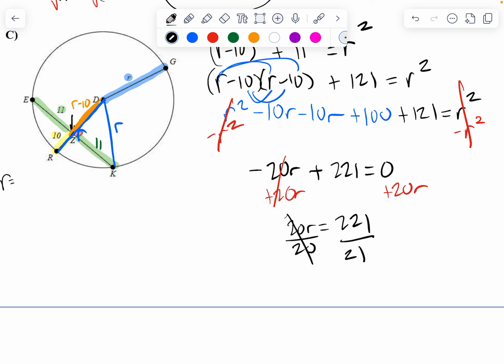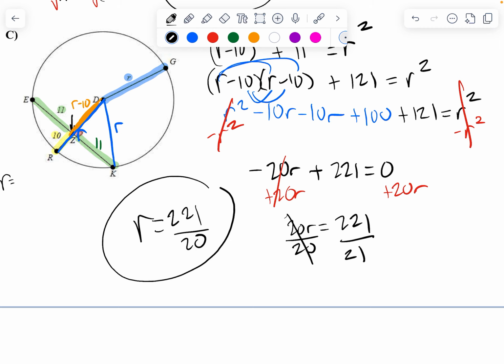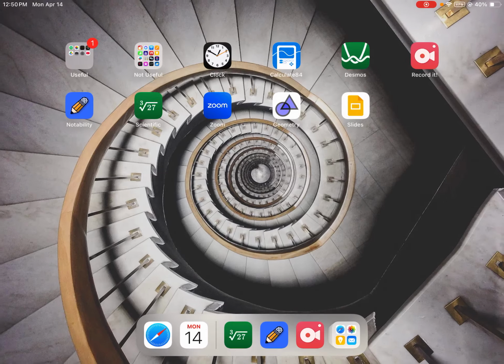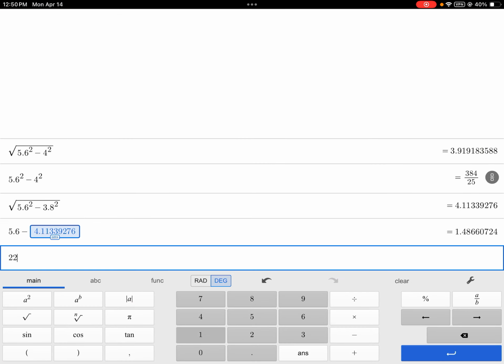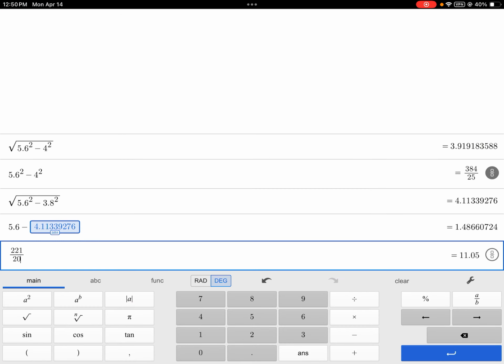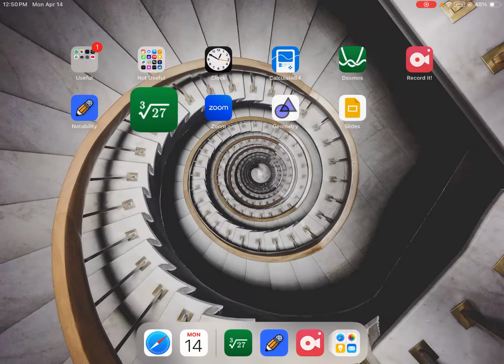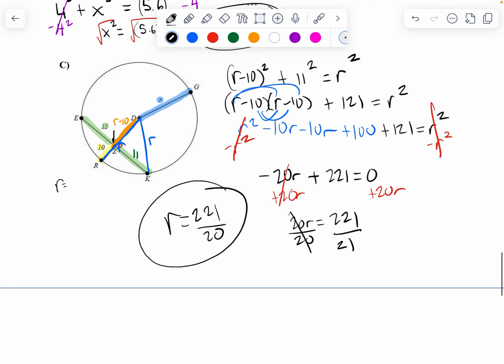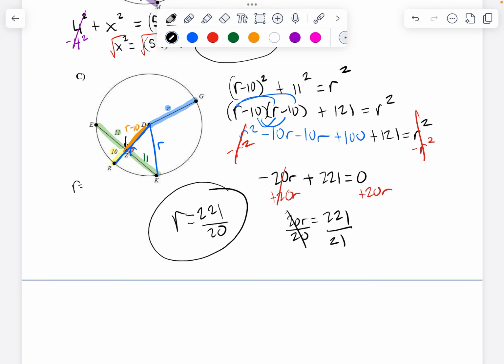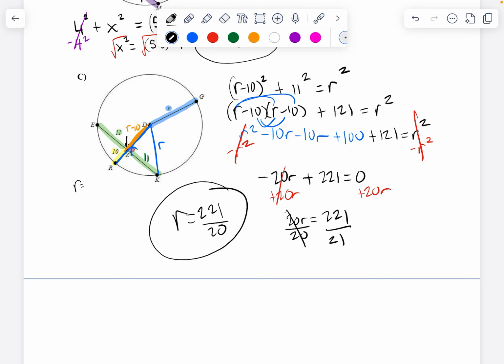221 over 20, isn't that going to simplify? That is as crazy as it gets, which means R equals 221 over 20. And that is the exact answer. If you wanted the approximate, you could literally just put 221 over 20 in a calculator. 11.05 ends up being an exact decimal anyways. So there you go. And that is how you would kind of solve these.